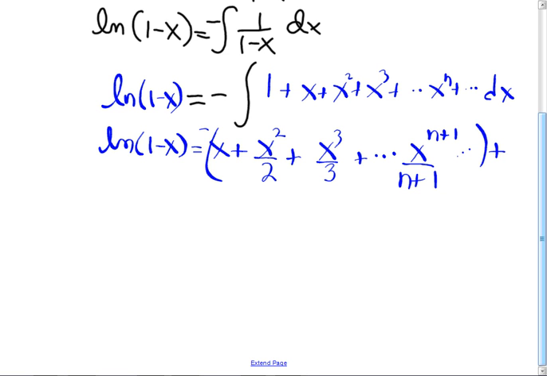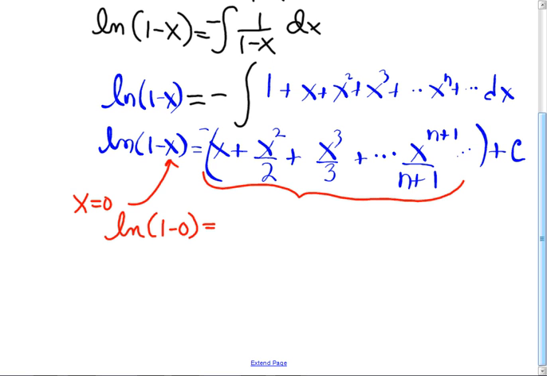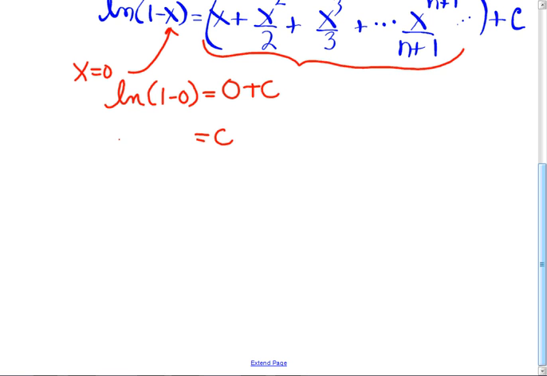Plus c. And you know what? We can find out what c is. I can put any x value I want, but I prefer to have my x's between 1 and negative 1. What's the easiest x value I could put in there? If I put 0 in, so it's the log of 1 minus 0 equals, what's going to happen to all these terms if I put in x equal to 0? 0 plus my constant. So c is the log of 1, but we know what the log of 1 is. It's 0. It's not always 0, but it is in this case.